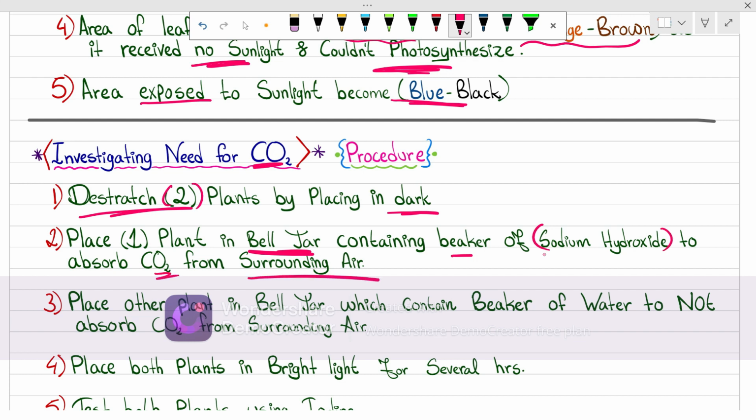So one of the plants is going to be placed in a bell jar next to sodium hydroxide. This way, the plant will not absorb any carbon dioxide. All the carbon dioxide will go towards sodium hydroxide because sodium hydroxide absorbs CO2. As for the other plant, we place it in a bell jar containing a beaker of water, which does not absorb carbon dioxide from the surrounding air. So the other plant is also going to be placed in a bell jar, but next to water. This way, water cannot absorb carbon dioxide, of course, so the plant is going to absorb all the carbon dioxide.